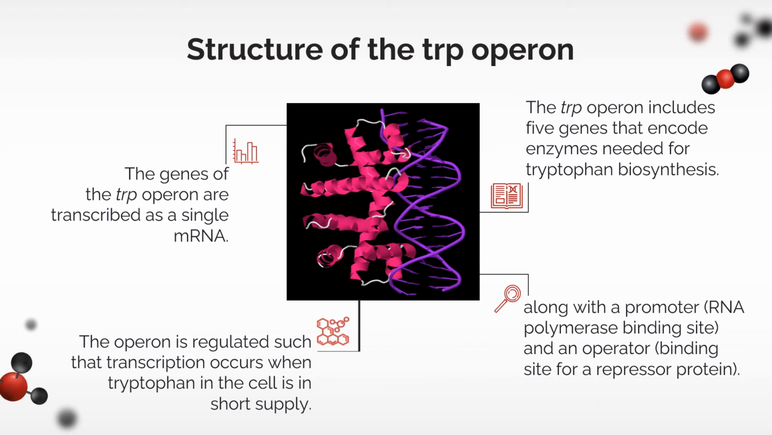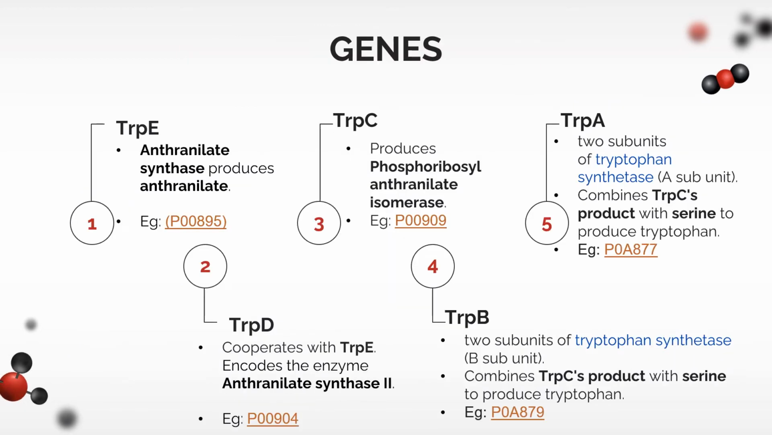Now talking about the genes. There are five structural genes. The first one is trpE, which encodes the enzyme anthranilate synthase that produces anthranilate. The second one is trpD, which cooperates with the trpE gene and encodes the enzyme anthranilate synthase 2, which produces anthranilate as well. The third one is trpC, which produces the phosphoribosyl anthranilate isomerase enzyme.